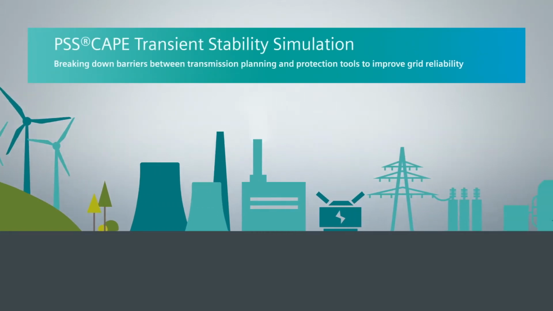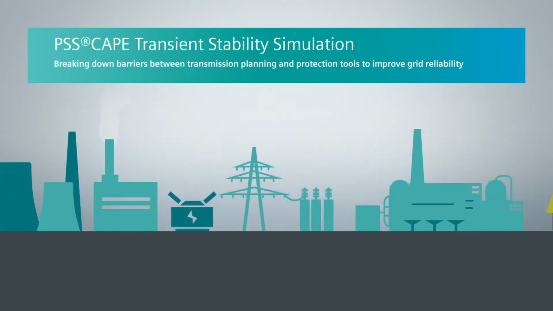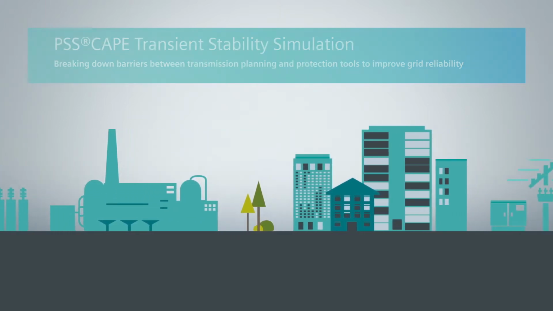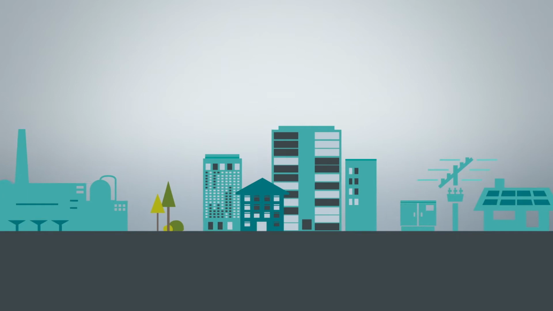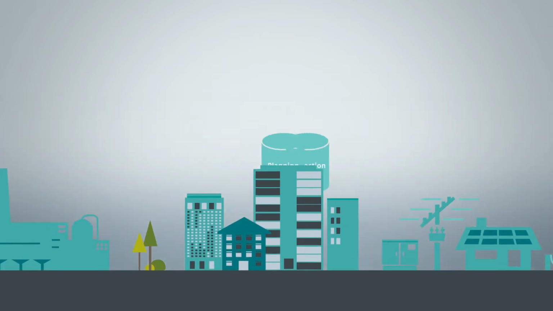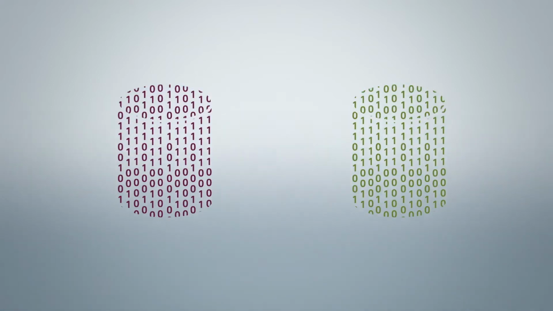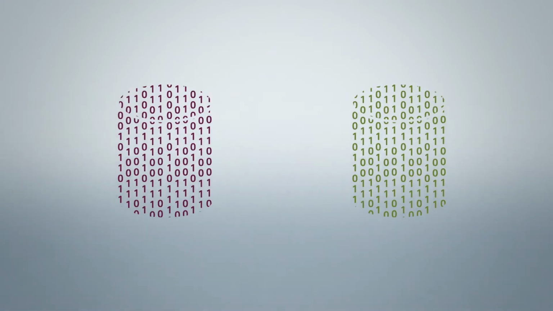Introducing the PSS CAPE TS-Link module, a tool that helps you perform transient stability simulations from PSSE using highly detailed relay models from PSS CAPE. Today, planning and protection departments typically operate in silos using unmatched and unsynchronized network data.